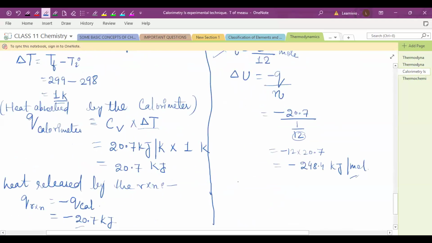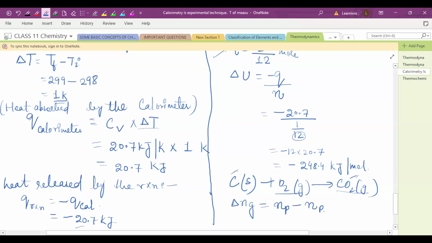First, you will write down the reaction. The reaction was carbon reacting with O2, gaseous form, so it will give you CO2. And you know very well how to calculate delta Ng, the change in the number of moles of gases. So you will find the number of moles of gases only, not the solid one. You will not count this carbon because the carbon is in solid form. So delta Ng will be the number of moles of product minus the number of moles of reactant.